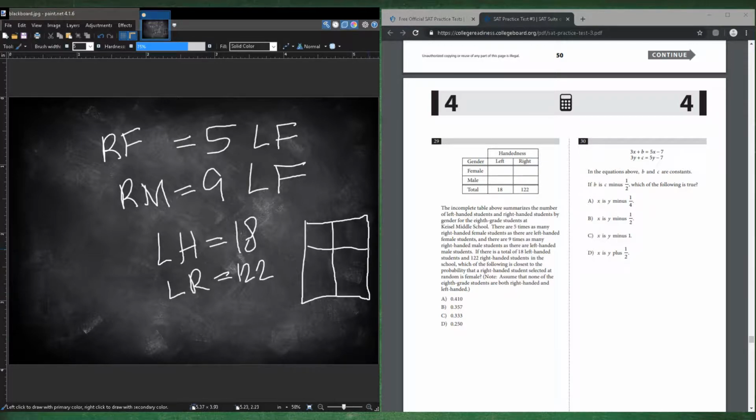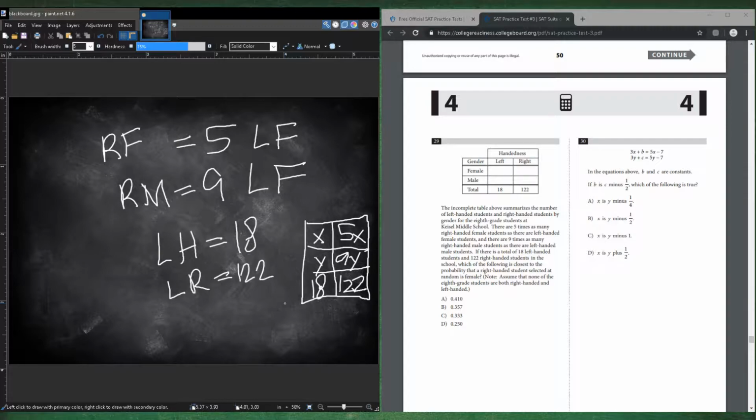Okay, so this one's 18 and this one's 122. It says females, so let's just call left-handed X. That means right-handed is 5X for females. And for males, we have Y left-handed males. That means we have 9Y right-handed males.